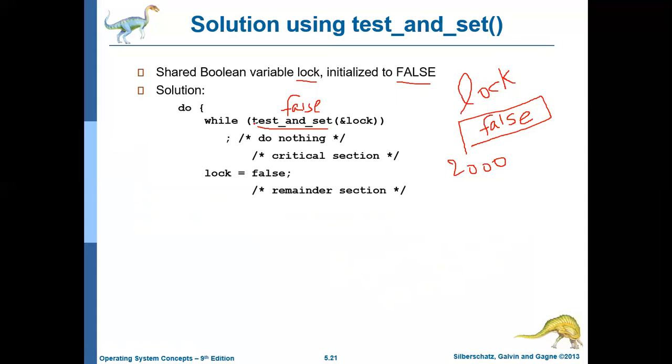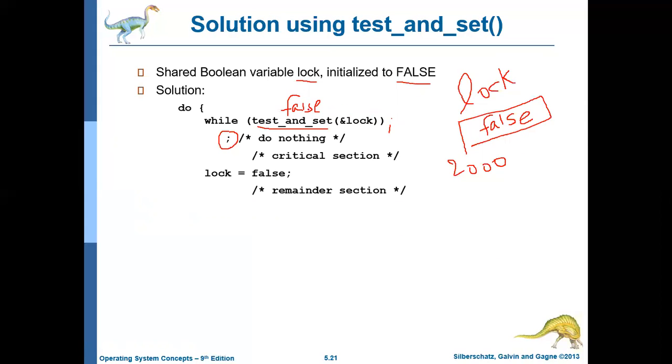That is, this while loop will keep on spinning as long as it is true. This is an infinite loop without any instruction; the semicolon you can put here or here, no problem. There are no instructions inside the while loop. It just calls test and set with the lock value and checks what it returns. As long as it is true, it will keep on spinning here. As it is false, this while will break.